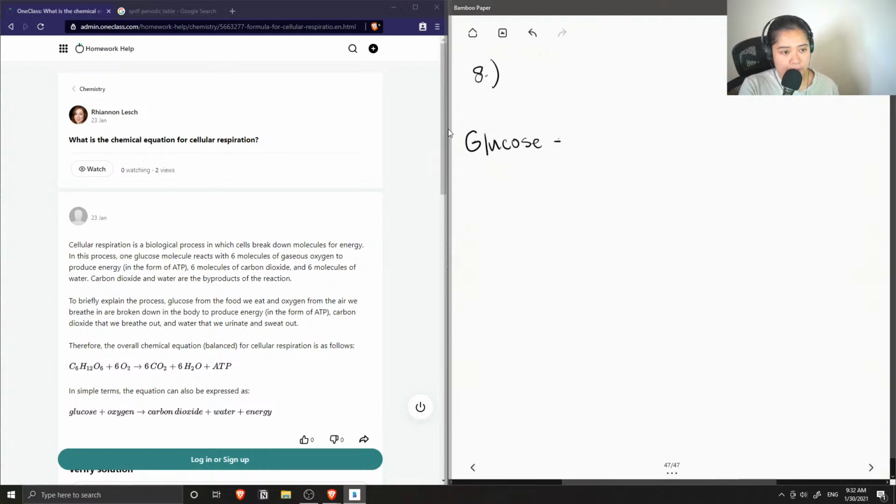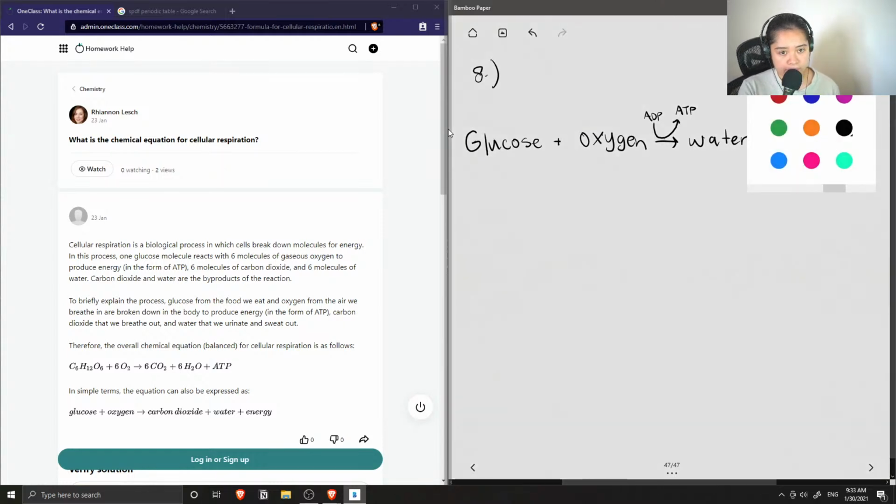So typically, glucose reacts with oxygen to form water plus carbon dioxide. And during this process, ATP is formed as well. So I'm just going to add here, ATP is formed, and this is our source of energy.